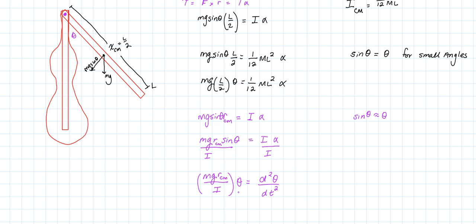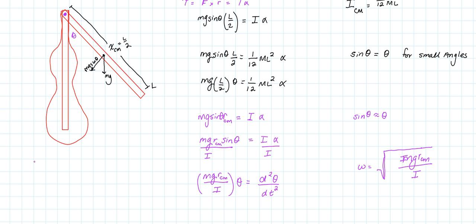Okay, so I see here that this again is going to be my angular frequency. Just like before, everything that was out front had some comparison or attachment to my angular frequency. And so the angular frequency here is going to be this value, mg r_CM over I, but of course the square root of that to account for the similarities.